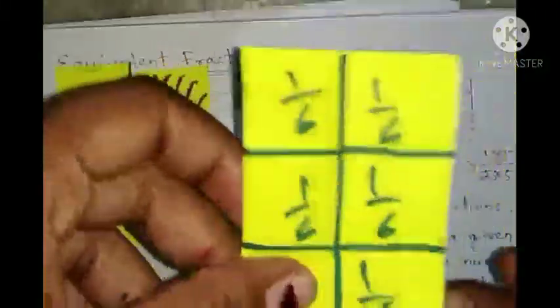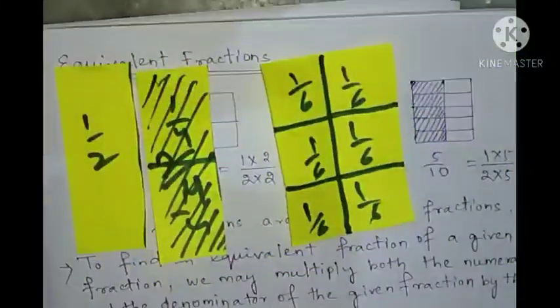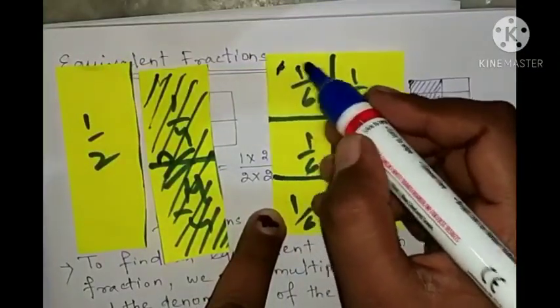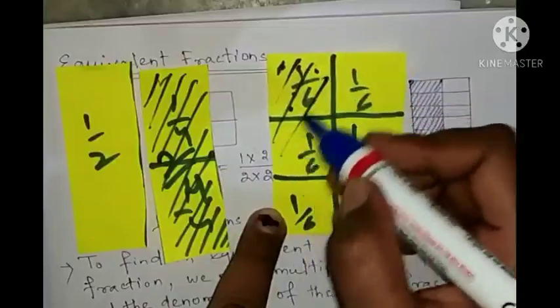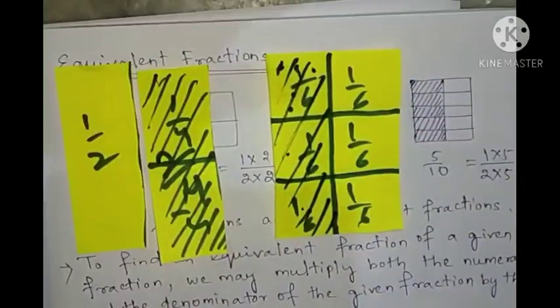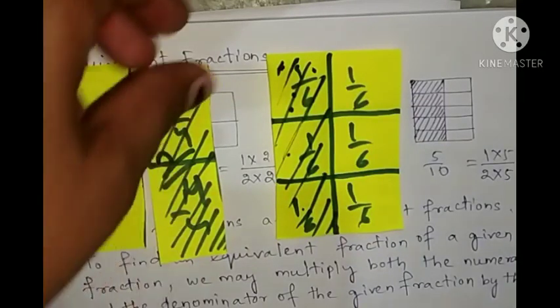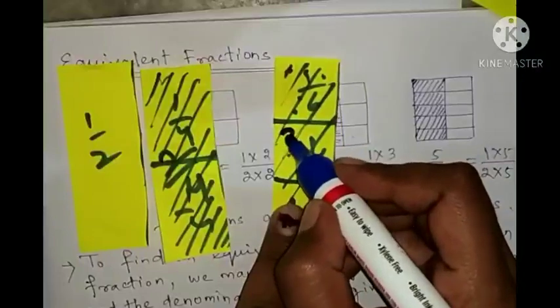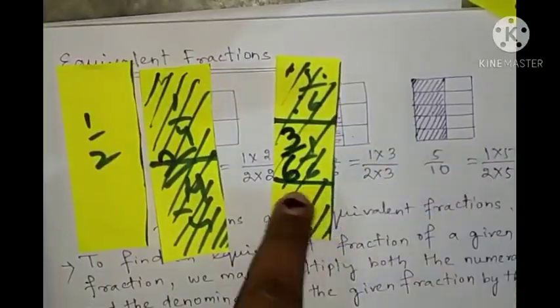Next, I have divided into 6 equal parts. So I need to take 3 parts from 6 parts. This is the first part, second part and third part. So I have taken 3 parts out of 6 parts. I will cut it and take these 3 parts. These 3 parts are known as 3 by 6.